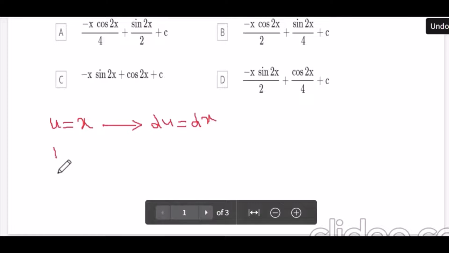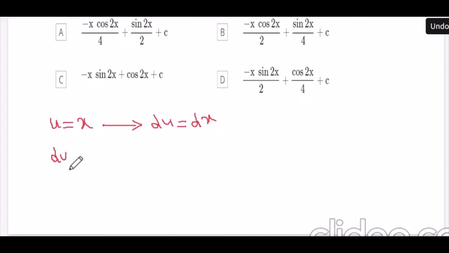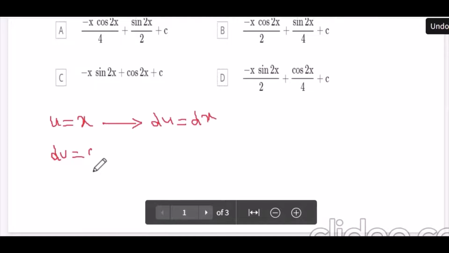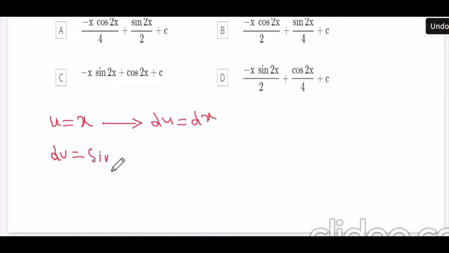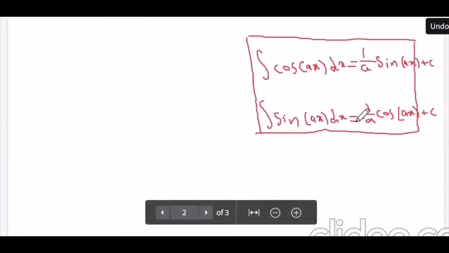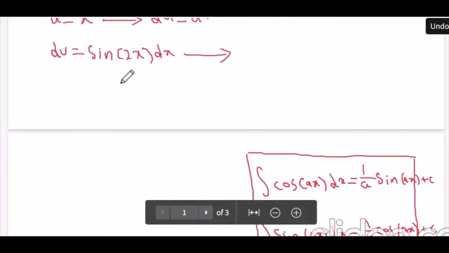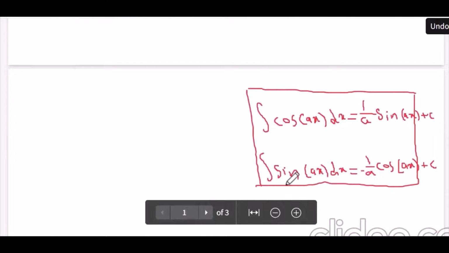So, dv equals, as we can see here, sine 2x dx. We have to integrate it. So, to integrate this, we have to use the integration rule. I wrote the two rules we're going to use in this formula. Because we have sine here, we're going to use the second rule. So I'm going to apply it.